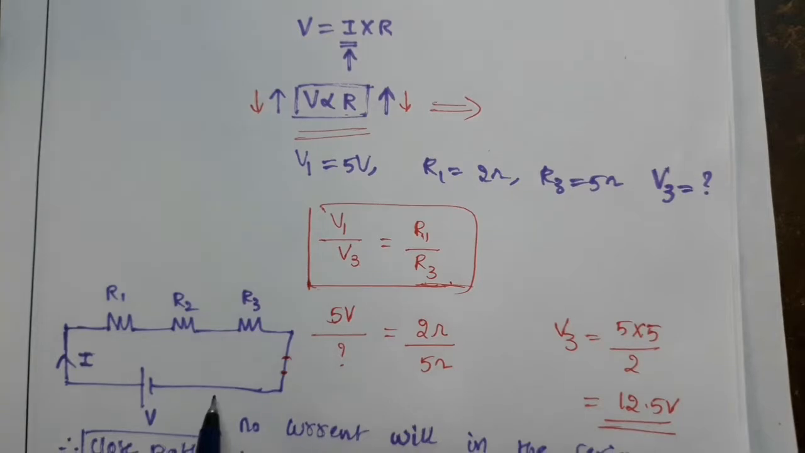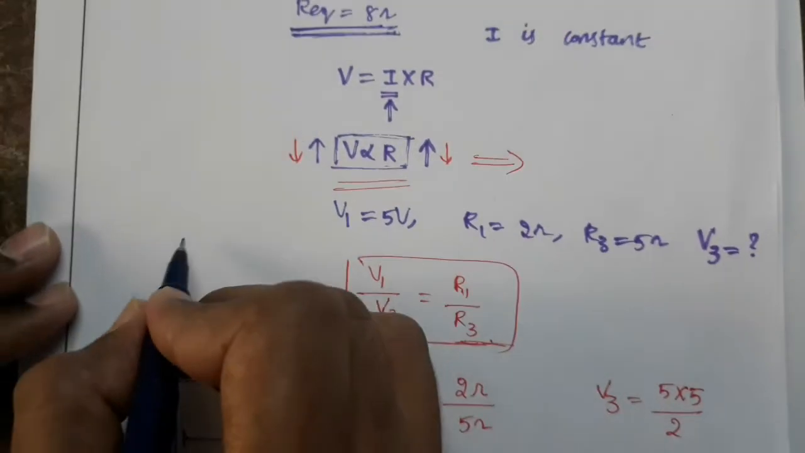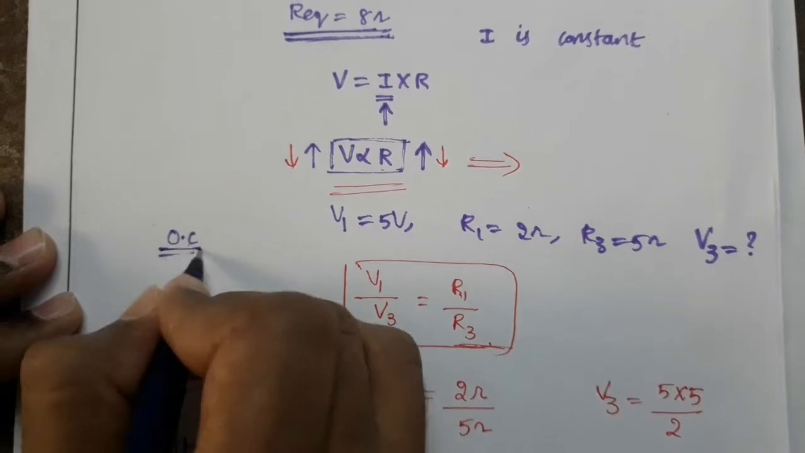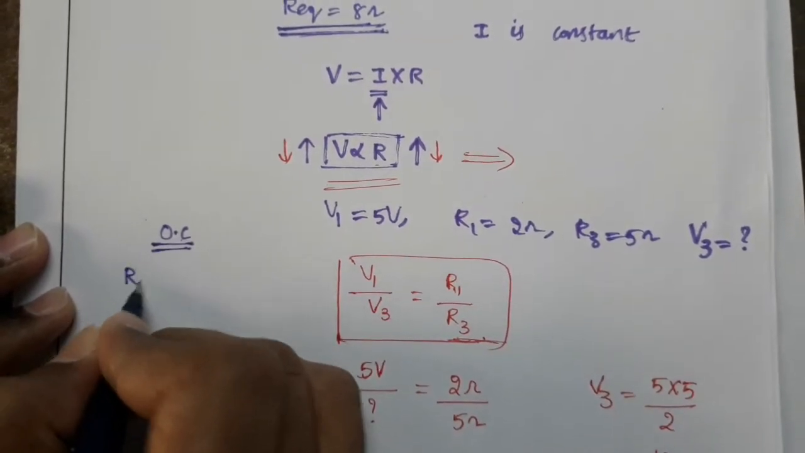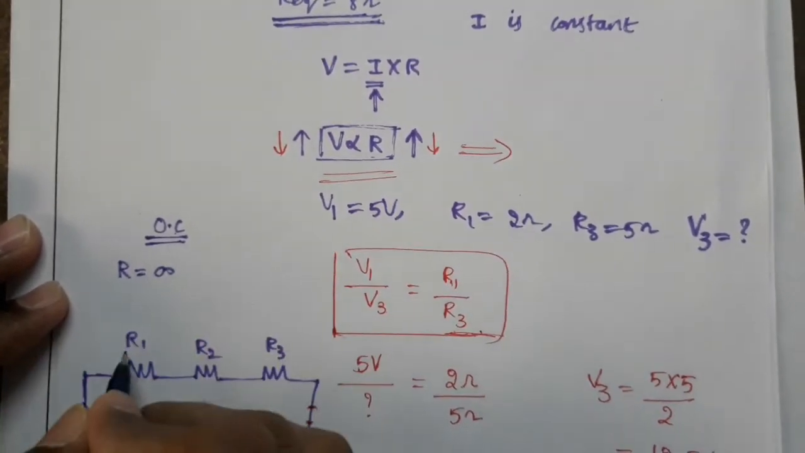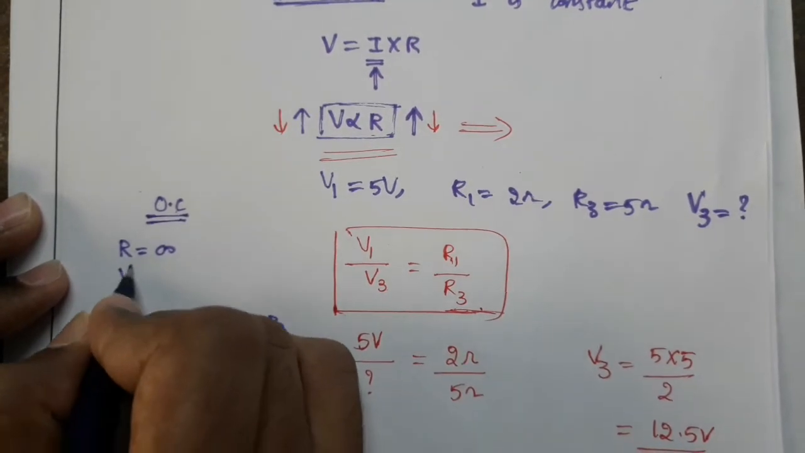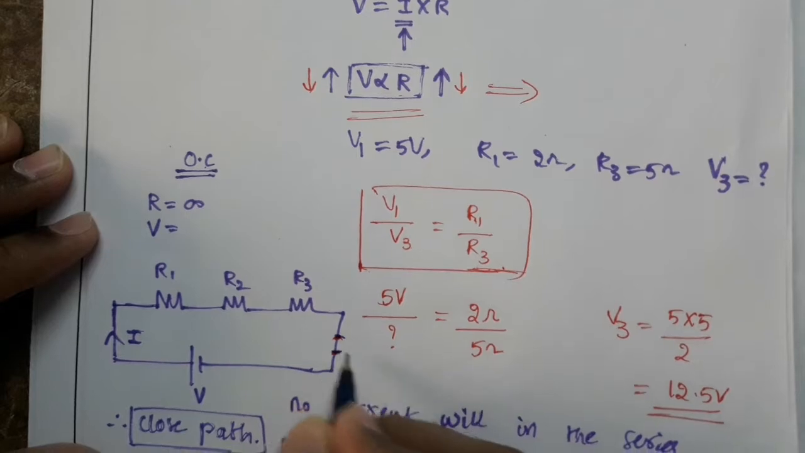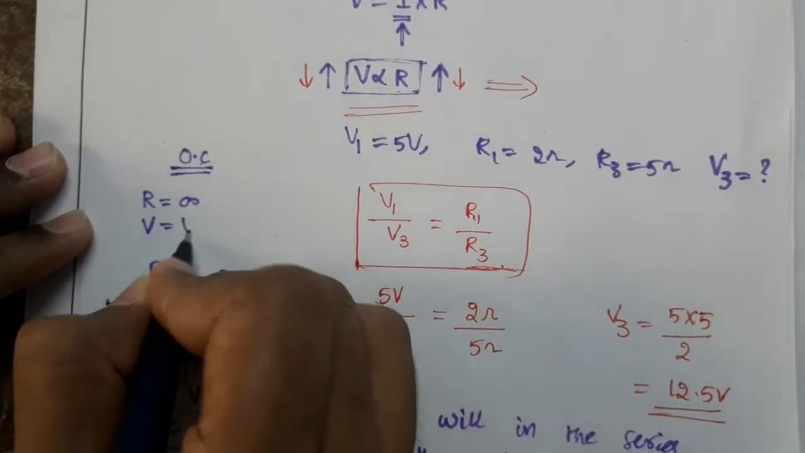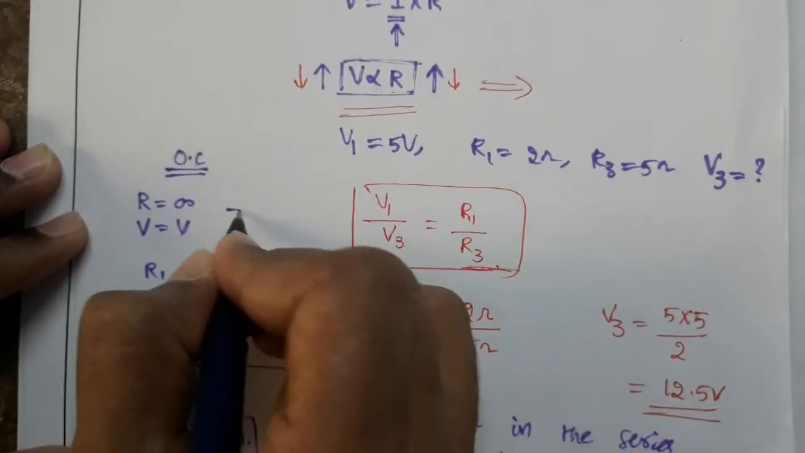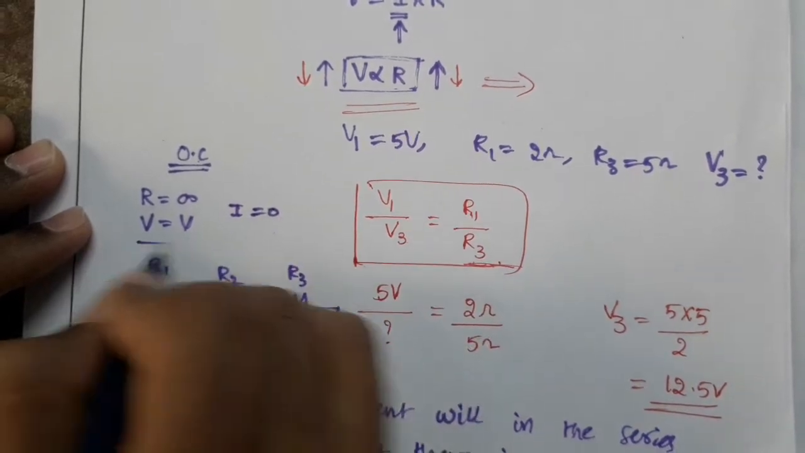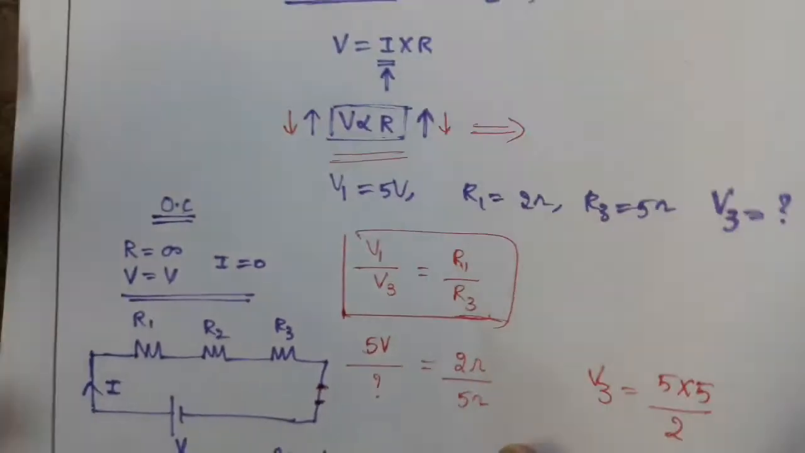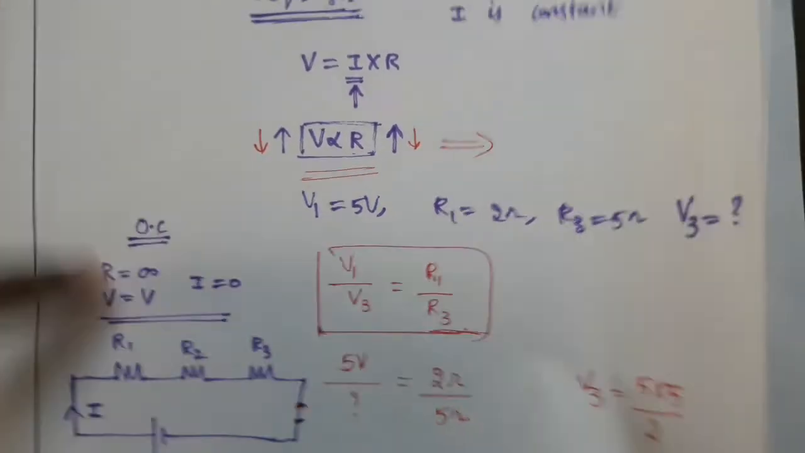Coming to the series circuit, at the open circuit, resistance will be infinite and voltage drop across open circuit will be the applied voltage V, and coming to the current, I equal to 0. Here I am explaining why the voltage will be V volts.